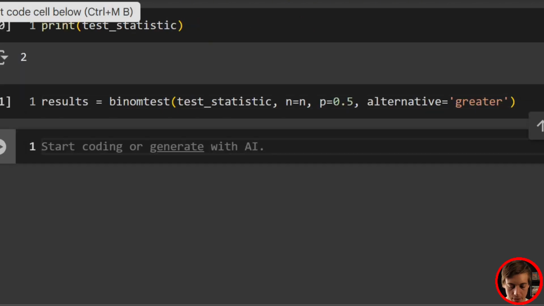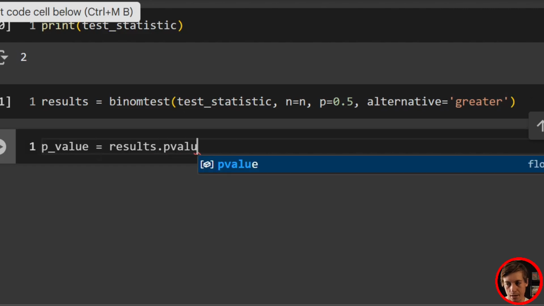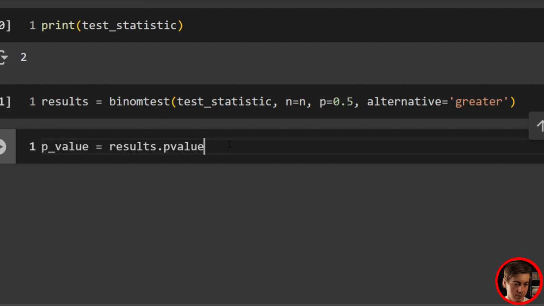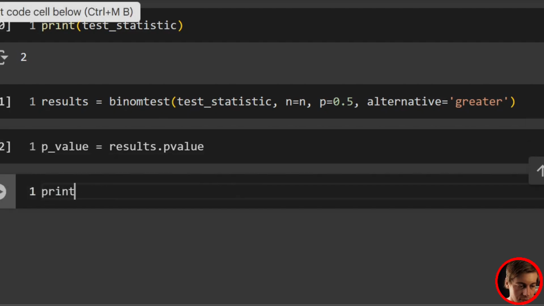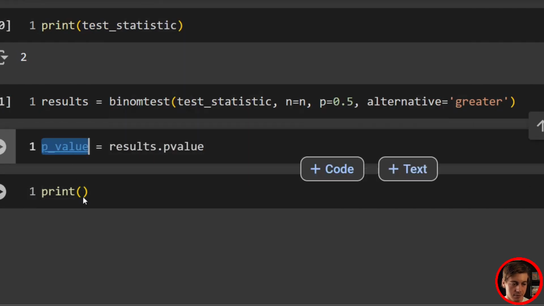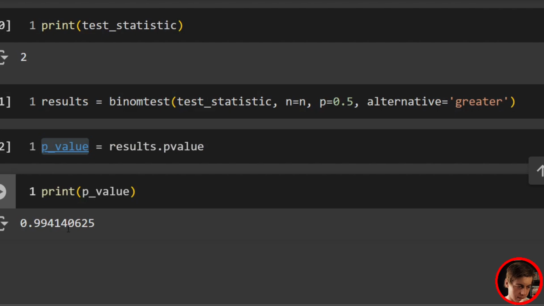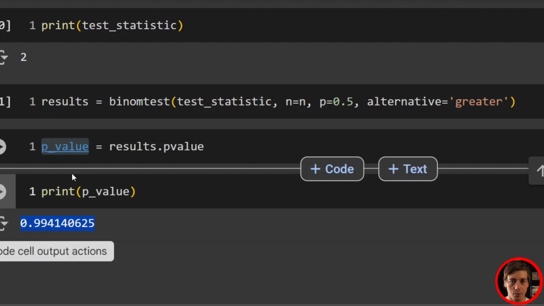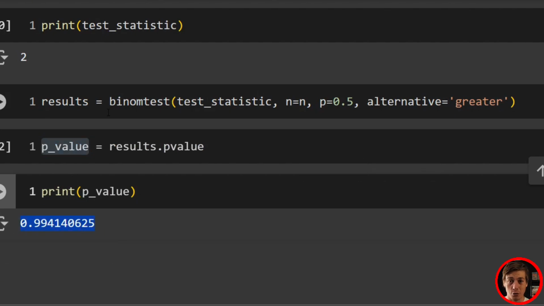And now we want to get our p-value. So we'll say p-value equals results dot p-value like that, and print out our p-value. Great. And our p-value is close to 1. So we fail to reject our null hypothesis in this case.